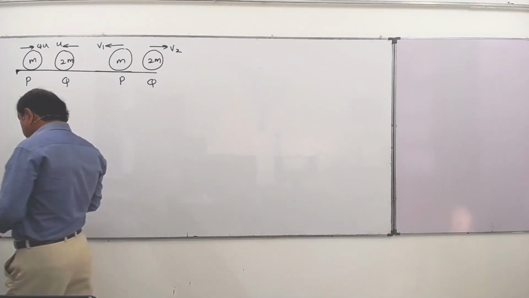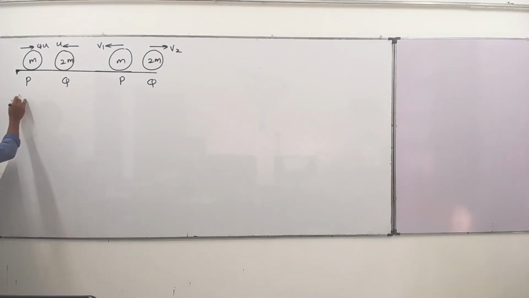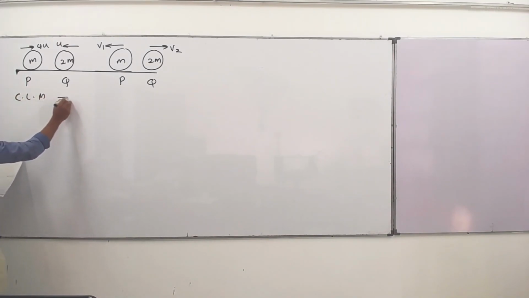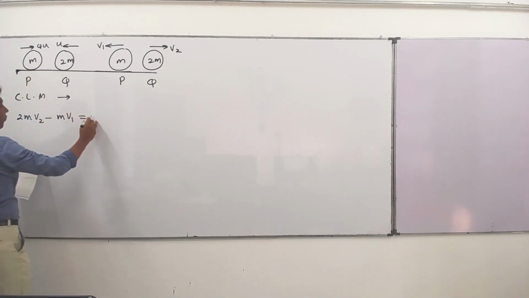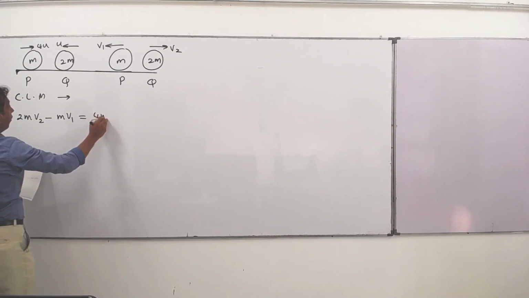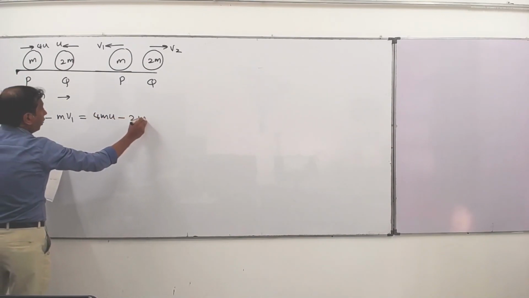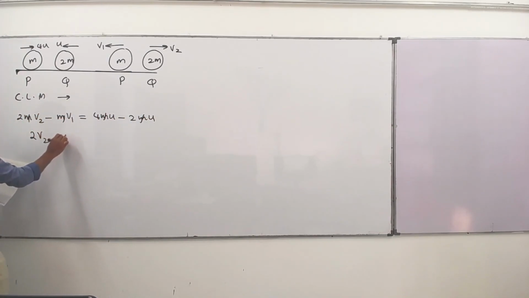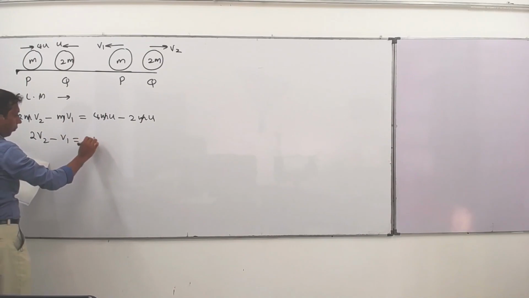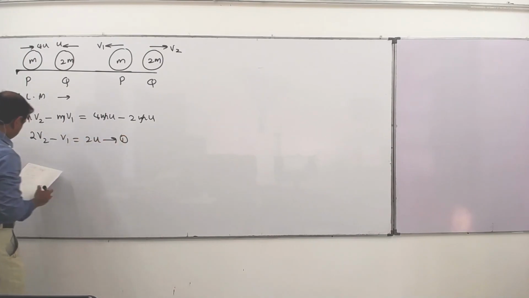Now we can apply conservation of linear momentum first. Momentum after impact is equal to momentum before impact. So 2m V2 minus m V1 is equal to 4mu minus 2mu. We can cancel m. This way we get 4u minus 2u, which is 2u. That is equation number 1.